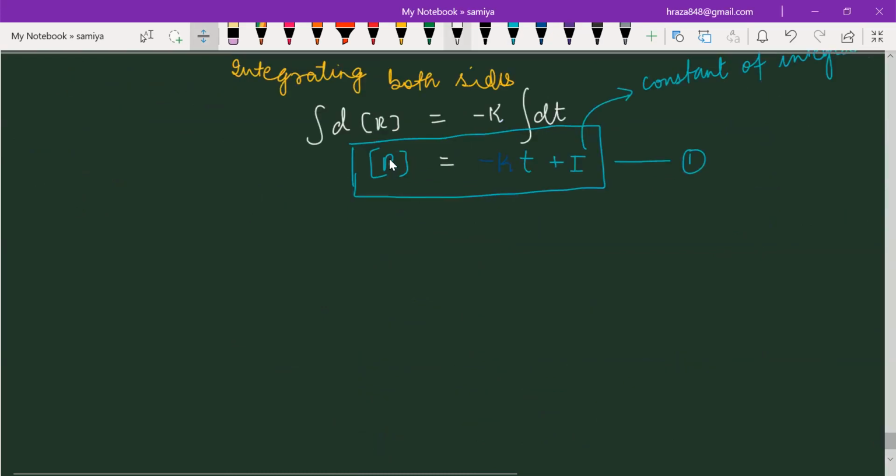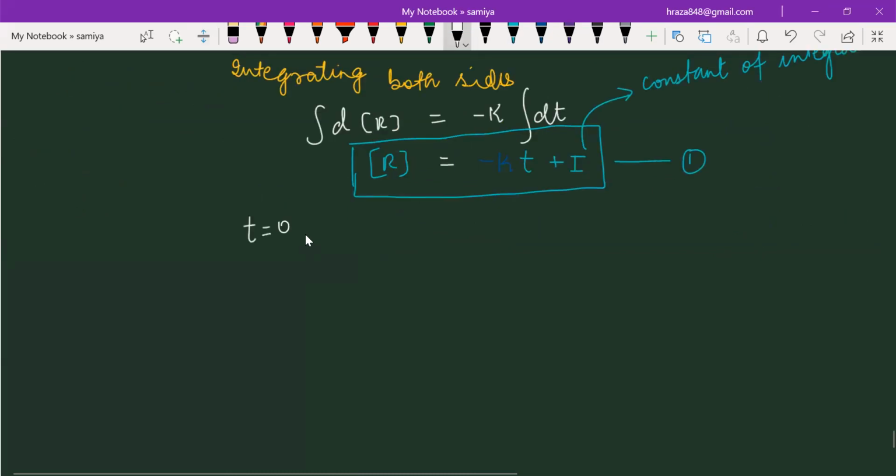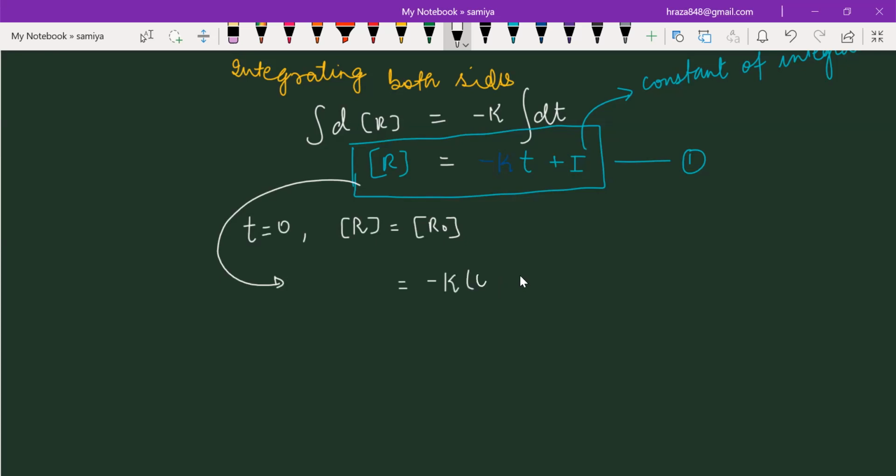Now see, I'm going to take t equals 0. Just suppose the concentration of reactant is R naught. So I am going to put the value of t as 0. Then the concentration of reactant will be R naught. At t equals 0, that means the reaction is about to start or has not started. Is that clear? Now, after solving this, you can see the value of I is R naught.